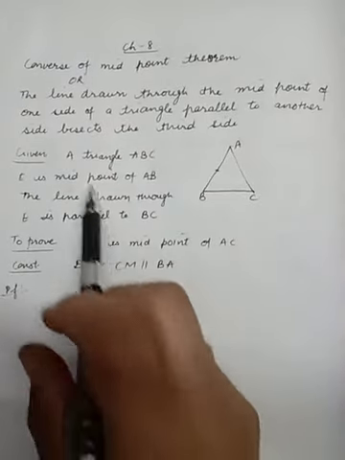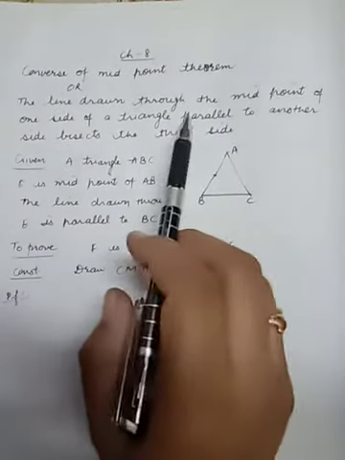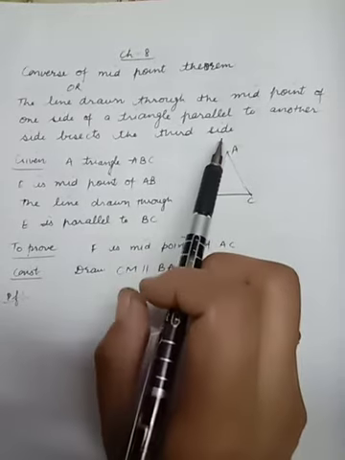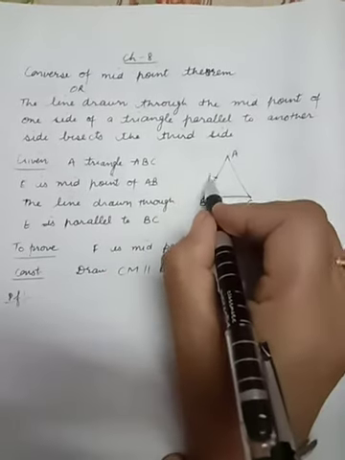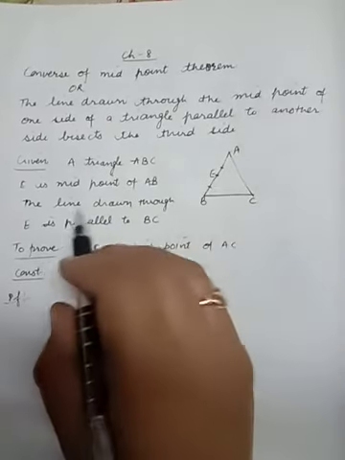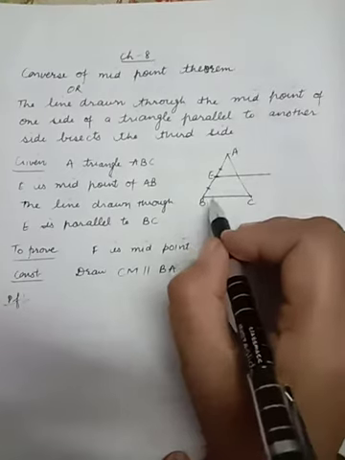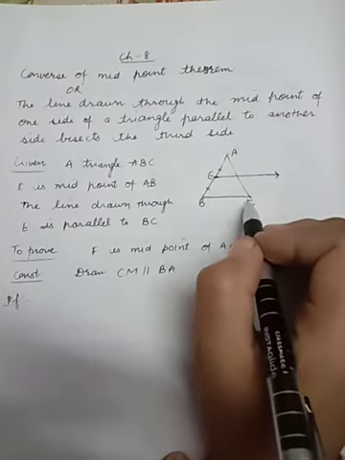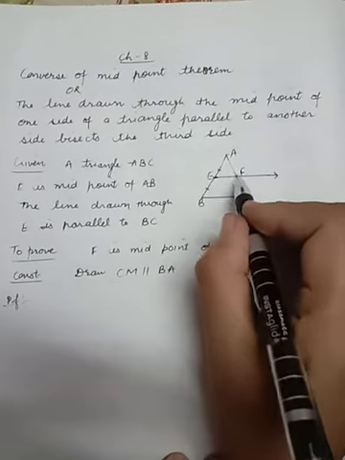Now let us prove the converse of the midpoint theorem of chapter 8. The statement of this theorem is: the line drawn through the midpoint of one side of a triangle parallel to another side bisects the third side. So in this theorem, given a triangle ABC and E is the midpoint of AB. One side's midpoint is given this time, and the line drawn through E is parallel to BC. This is given to us, and we have to prove that this F is the midpoint of AC.